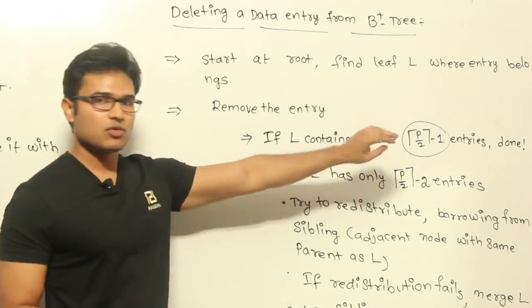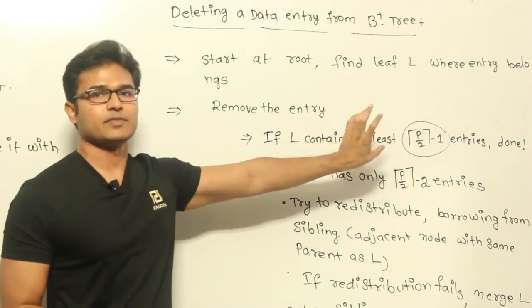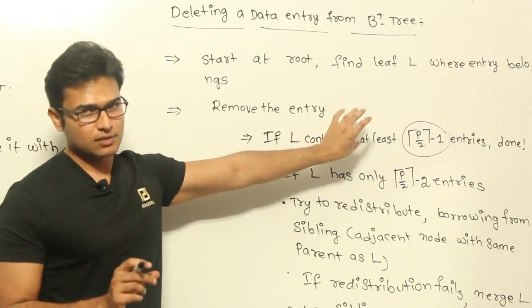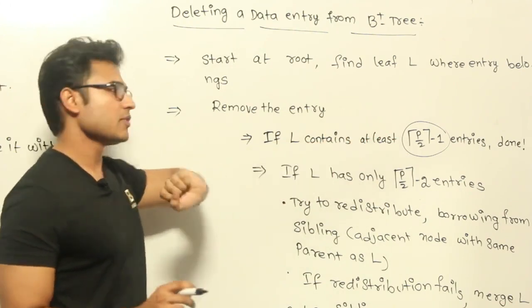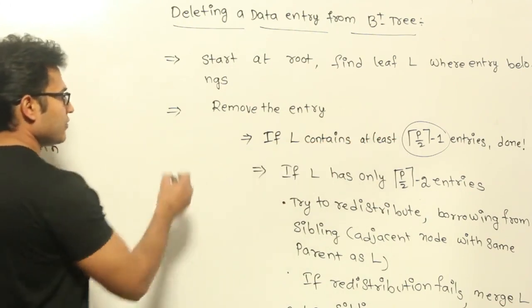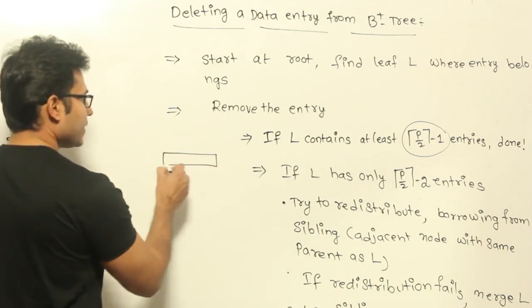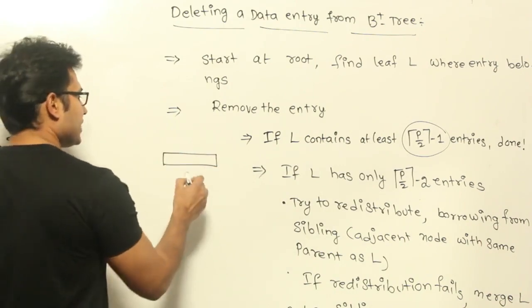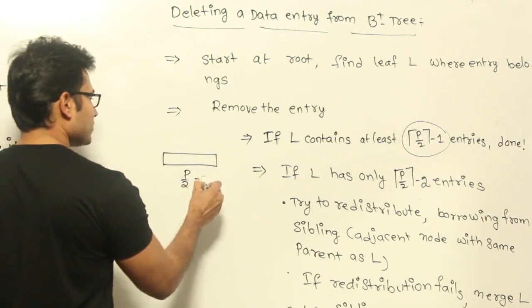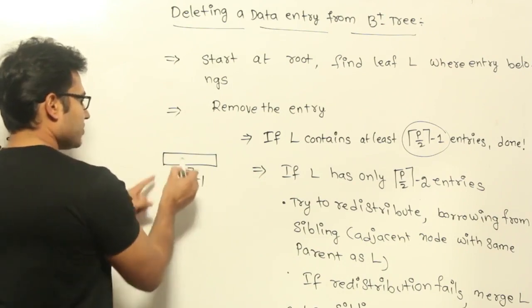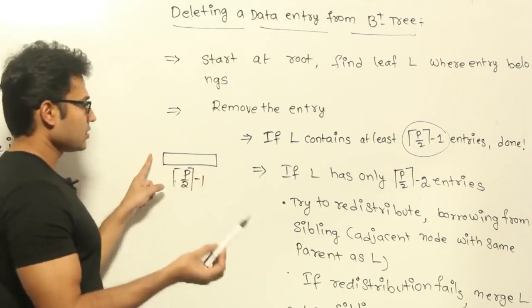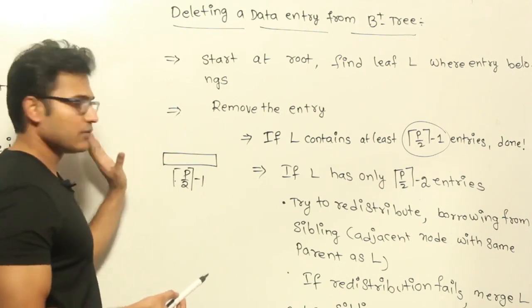If there is no underflow, then the algorithm is almost done, right? Then a small part is remaining. I'll show you what that part is. So after deleting one entry in the leaf, if there are at least p/2 minus 1 entries present in this leaf, then there is no problem. You can leave it there.